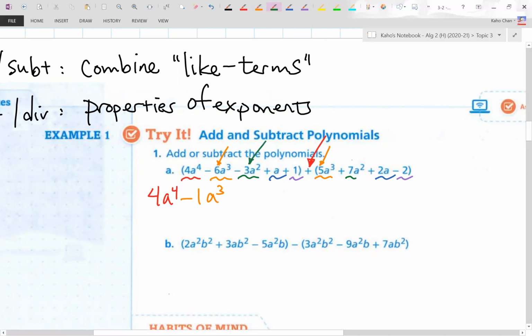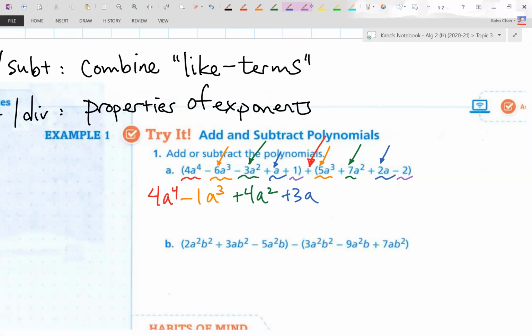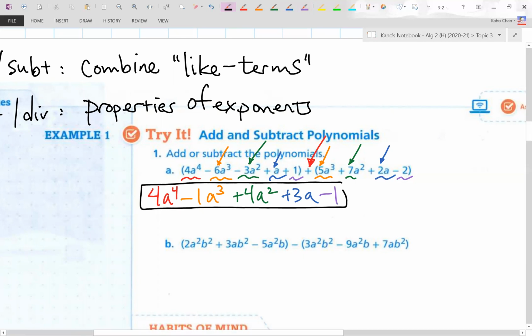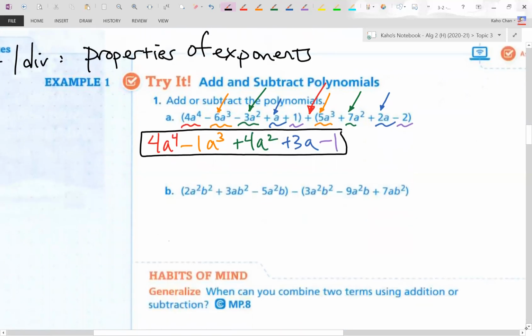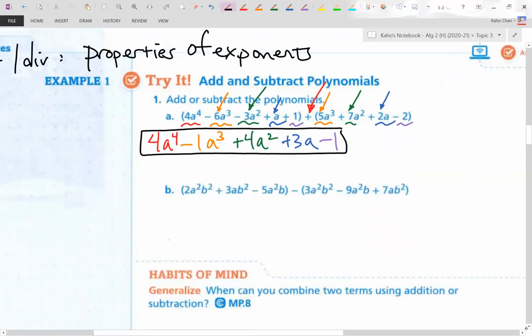How about the a squares? They're -3 plus 7, that's +4a squared. How about the single a's? We have one of those a's, there's an invisible 1 in front of that a, plus 2 is 3a. And finally, constants, we have 1 plus -2 is -1. And ladies and gentlemen, there's your answer right there. Pretty easy. I don't think we need another one of those addition problems. Let's move on to subtraction.